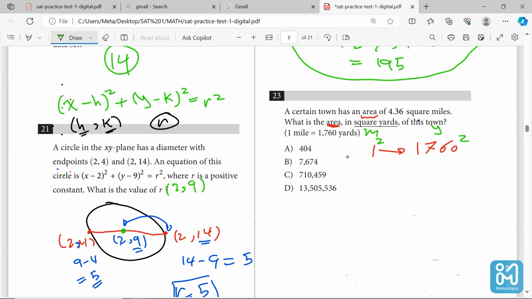Okay. Now 4.36 square miles. So I'm going to put 4.36 and x. Do the cross multiply, and that's it. You will have the same answer. x equals, when you multiply this by this, 30,555, and keep going. I hope you understand. Any question?